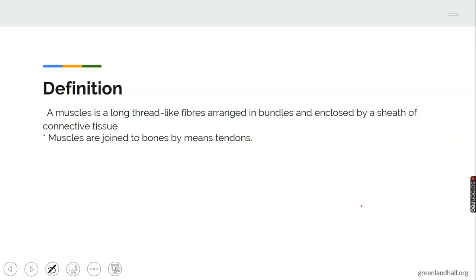Muscle is defined as a long thread-like fiber arranged in bundles and enclosed by a sheet of connective tissue. Muscles are joined to bone by means of what we call tendon. Without tendons, muscle cannot be joined.